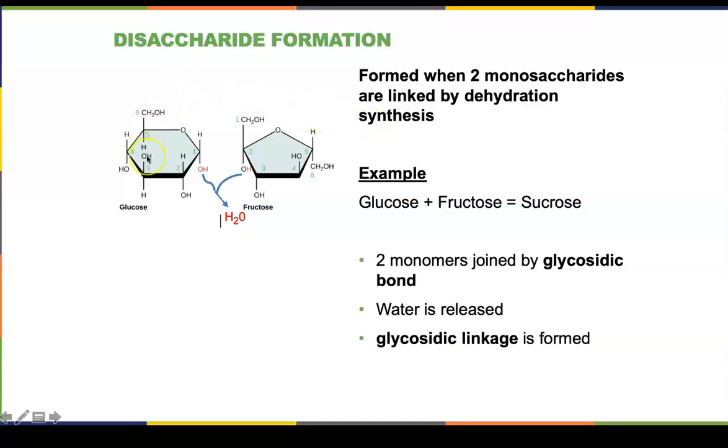So in this diagram, we happen to be showing the linking of glucose on the left and fructose on the right. These are both hexoses. They're both 6-carbon sugars. And when they combine together, they are going to form a disaccharide called sucrose. And you're all familiar with sucrose as table sugar. And so this is what you would use, for example, to sweeten coffee or if you were baking.